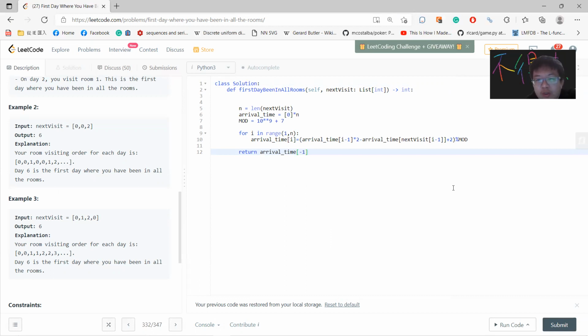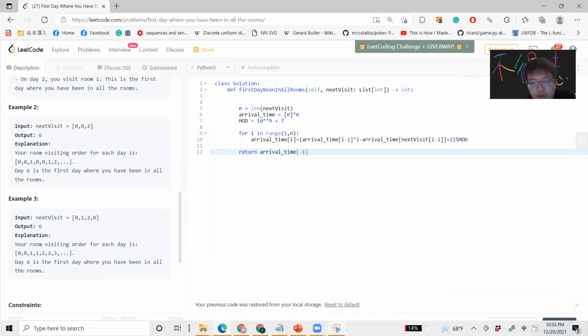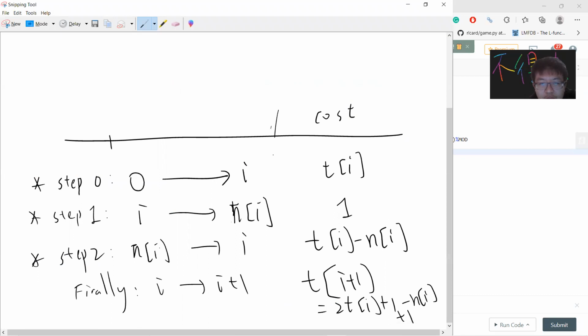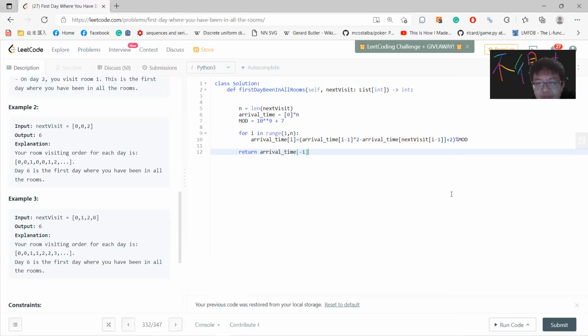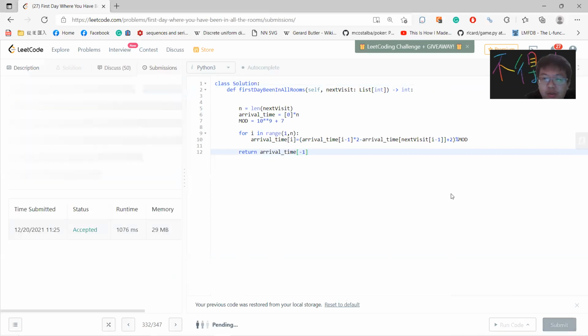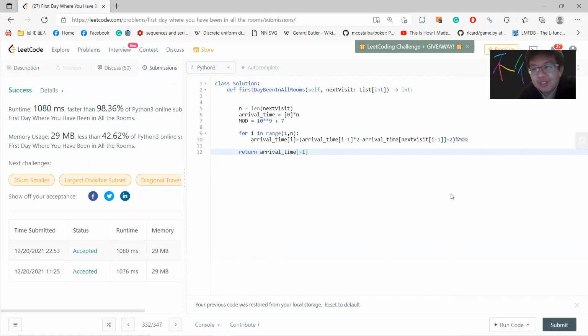It's very elementary that modulo commutes with addition and multiplication. So this is our recursion: T of i plus 1 is 2 T of i plus 2 minus T of nextVisit of i. It's a very simple problem. Once you know the recursion, this problem can be solved immediately. See you guys in the next videos.